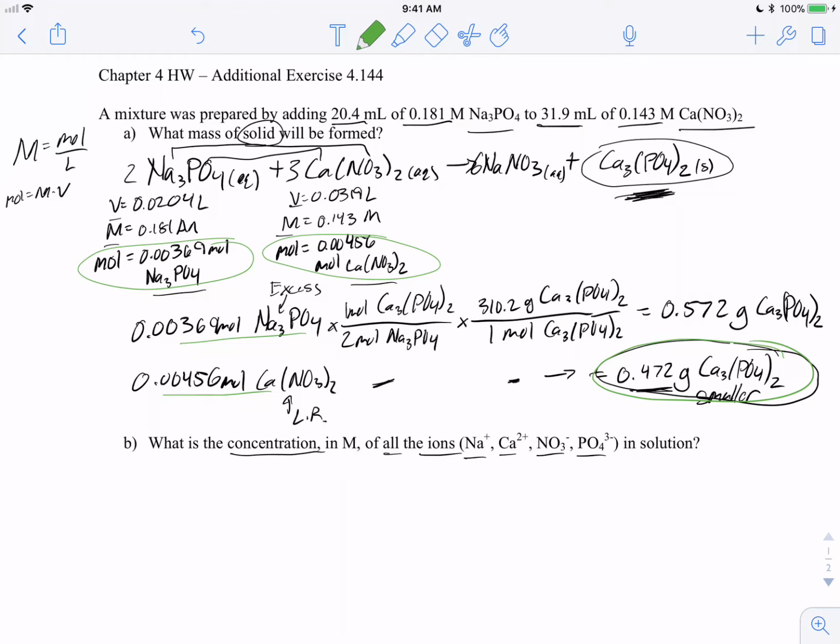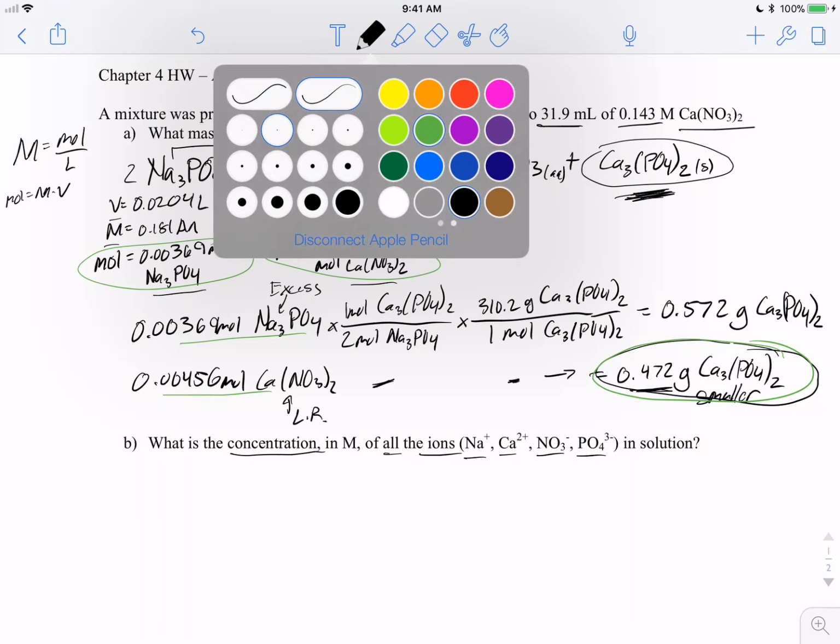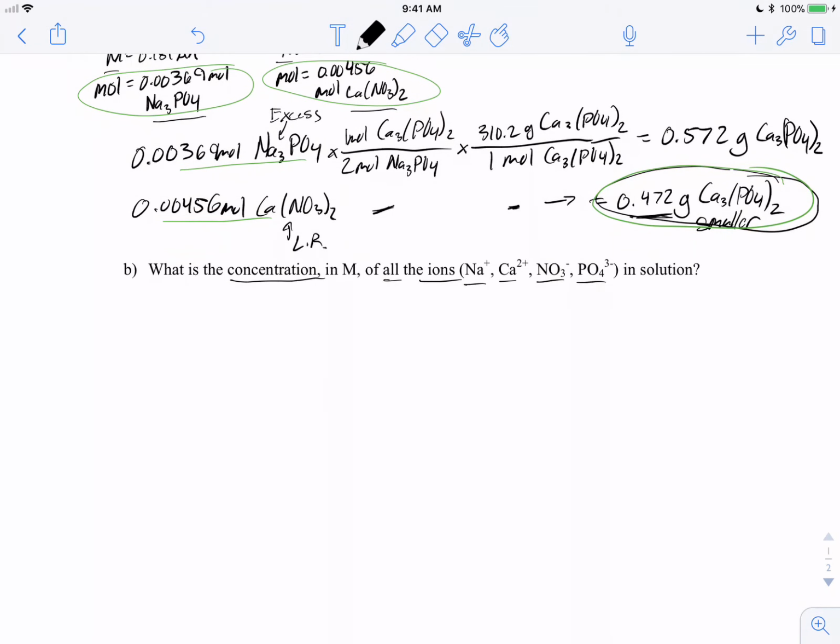Now our next part is to identify what concentration of these ions we are going to get. So now what we want to figure out is the concentration of our sodium ions, the concentration of our calcium ions, the concentration of our nitrate ions, and our phosphate ions. In each of these, we'll notice that one of them we can determine without doing any calculations.